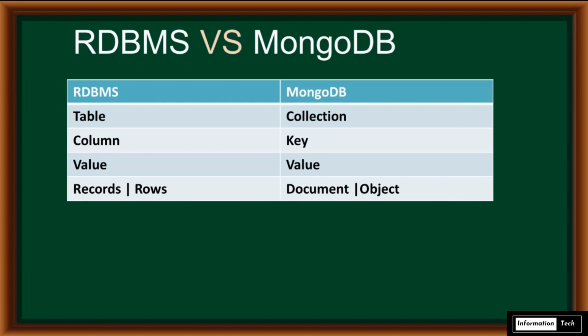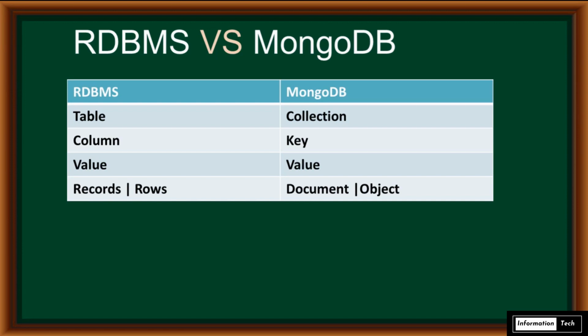With a relational database management system, the tables have columns. In MongoDB, the collections have a key. In both relational database management system and MongoDB, a value is also referred to as a value. In a relational database management system, you have a record or row. In MongoDB, the equivalent is a document or an object.